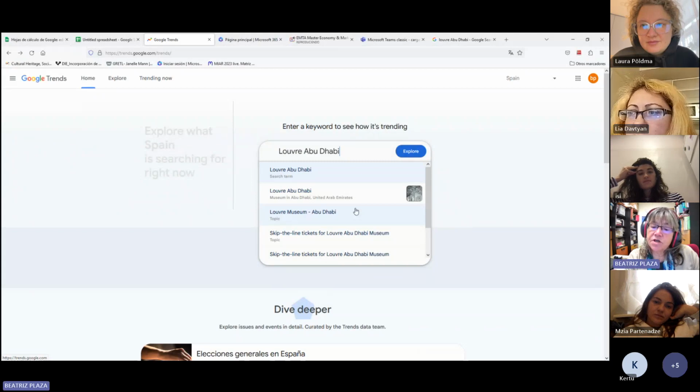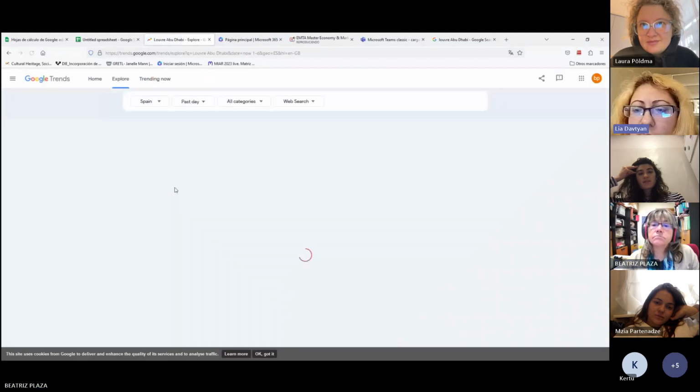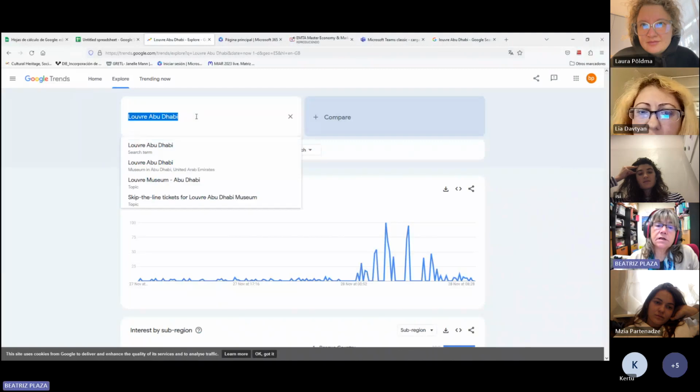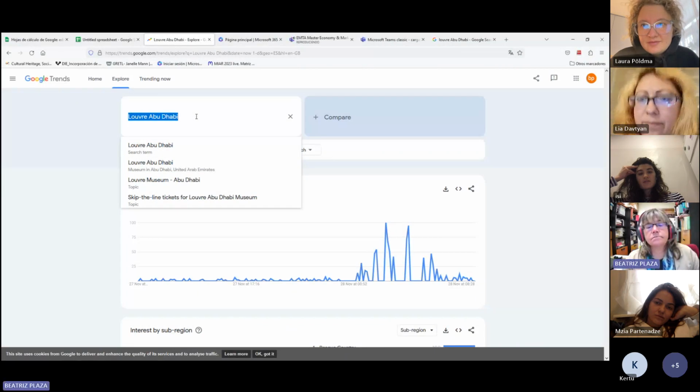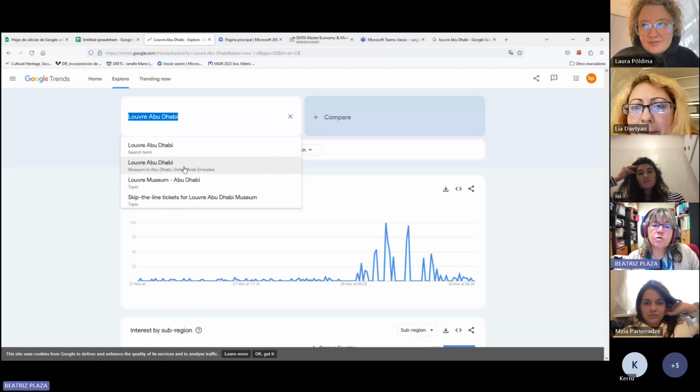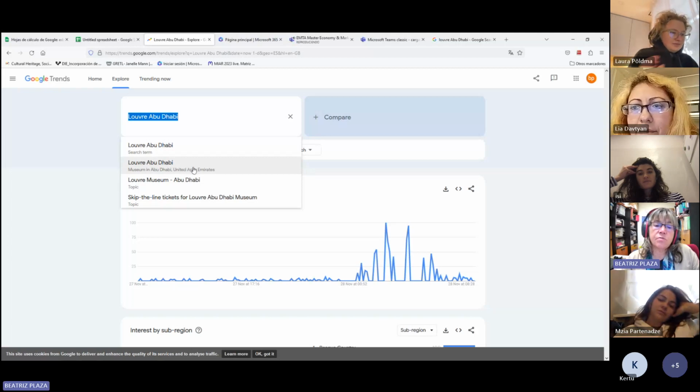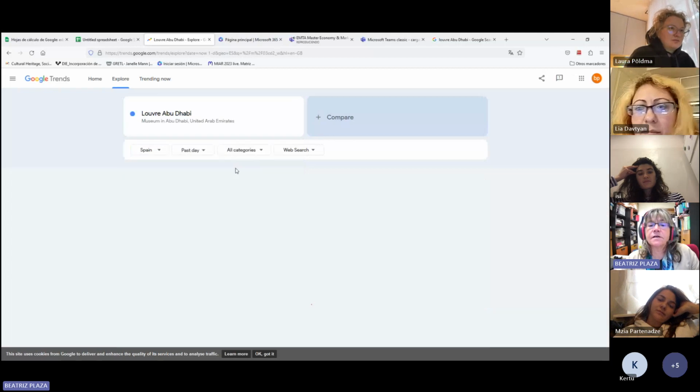The search term, the museum, the topic, or what? Maybe I need to change the countries, or put worldwide. Okay, so which one should I choose, if I may? The one with the picture. The one that chose the museum. Yes, the second one, the museum one, okay? So I'm going to choose the museum one. Museum in Abu Dhabi. Thank you so much.